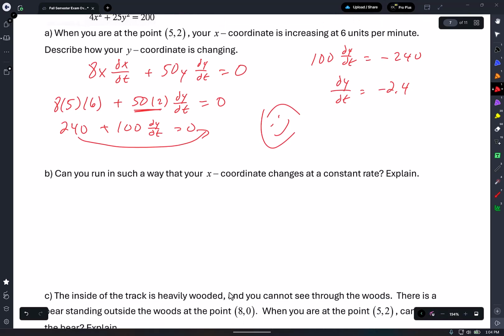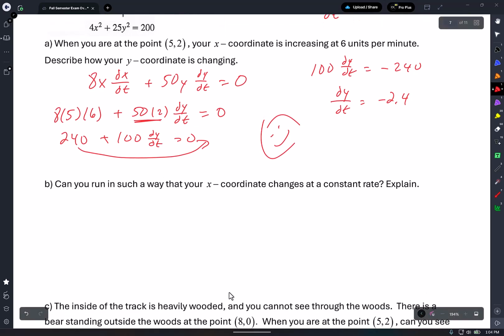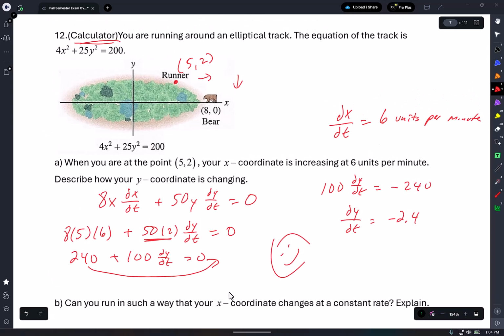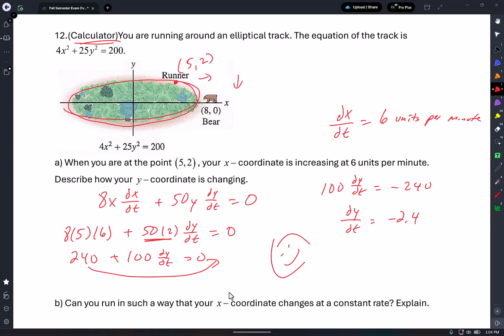Can you run in such a way that your x-coordinate changes at a constant rate? That means, can I keep moving at 6 units per minute? Well, if you're moving around this track, eventually you're going to have to go left. So you can't move at a constant 6 units per minute, because if you're in quadrant 1, dx/dt is positive, but if you're in quadrant 4 going clockwise, dx/dt is negative. In quadrant 3, dx/dt is negative, and in quadrant 2, dx/dt is positive.